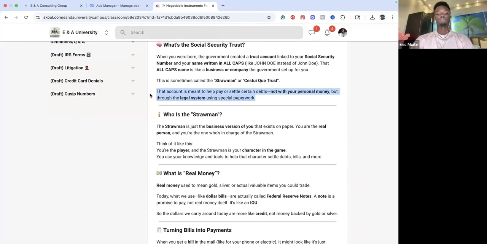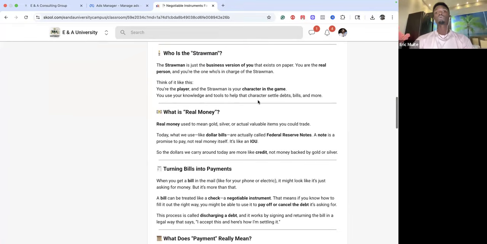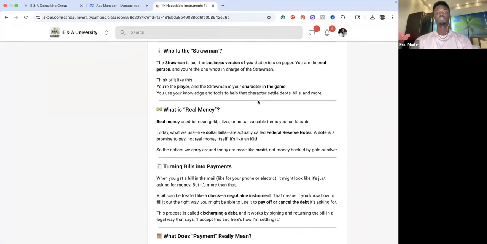The reason why the debt is so high is because no one knows how to offset it. No one knows how to offset the debt. And so it just keeps growing. And the only way to offset it is with the special paperwork and through this legal system. Hence why we're teaching and we're covering specifically how the legal system works, the words behind the legal system, and all of the definitions.